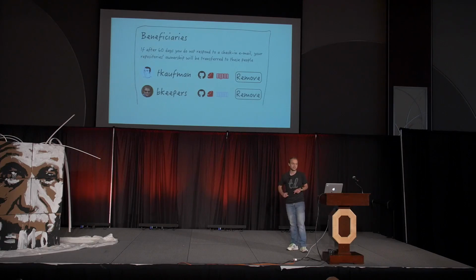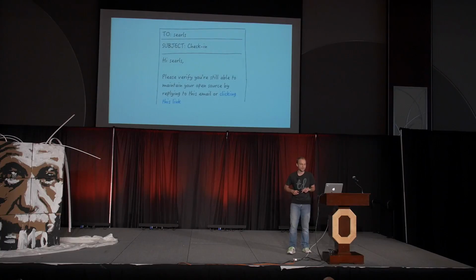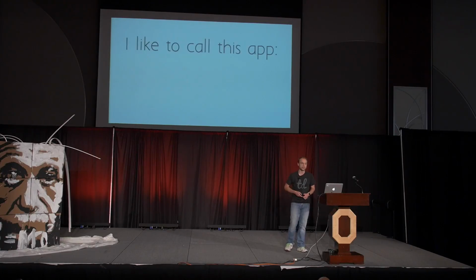You could connect to these services, you could indicate like Todd and Brandon are my beneficiaries for all of my apps. And then maybe every 60 days I get an email saying, hey, just verify that you're still able to maintain your open source by clicking this link or replying to this thing. And if I don't, all it would do is add Todd and Brandon as additional owners on my projects, allowing them to continue to push updates and carry the ball forward or delegate to somebody who cares about my stuff.